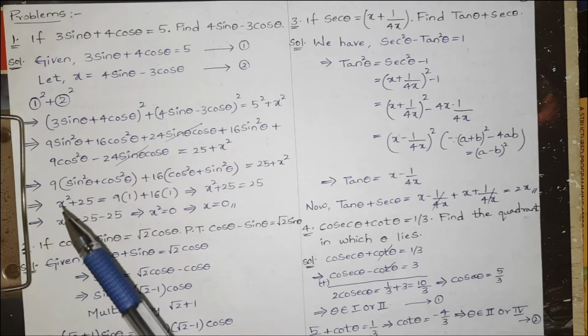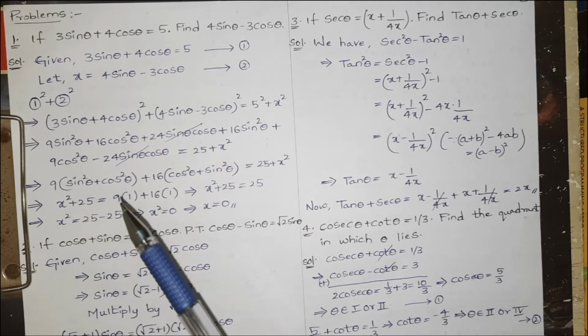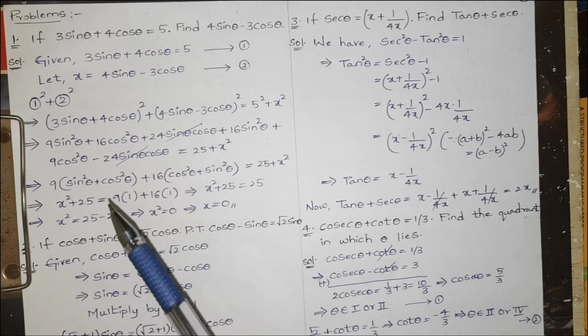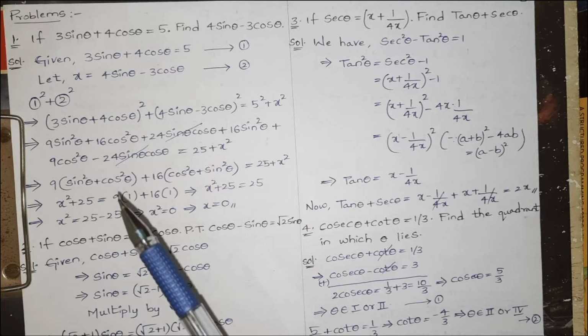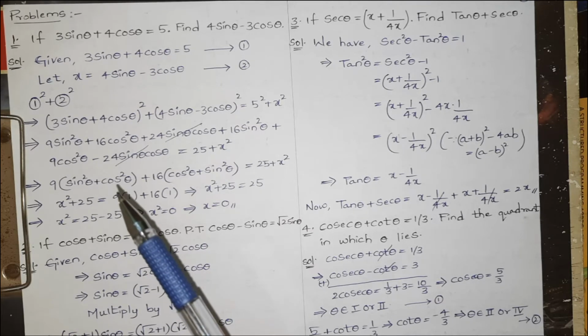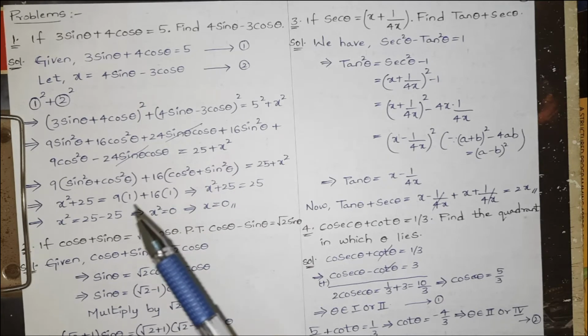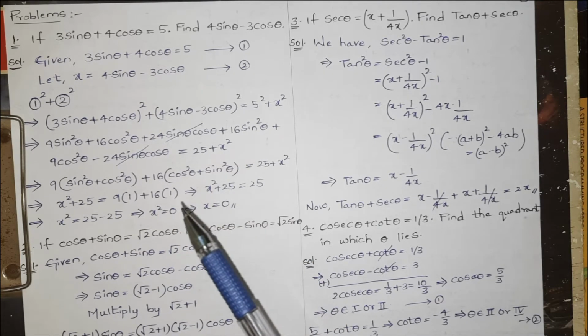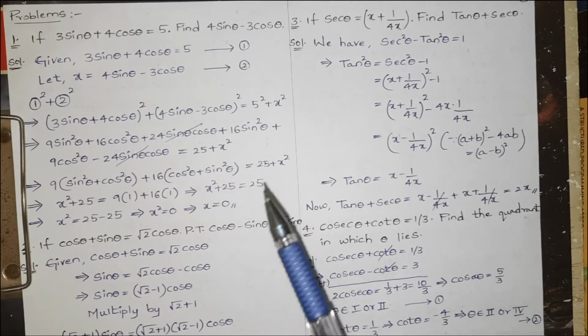So we'll get x square plus 25 is equal to 9 into 1 plus 16 into 1, since we know that sin square theta plus cos square theta is equal to 1, which I have taught you in yesterday's lesson. So 9 into 1 plus 16 into 1, 9 plus 16 is equal to 25. So x square plus 25 is equal to 25.